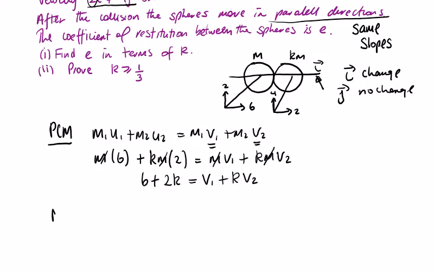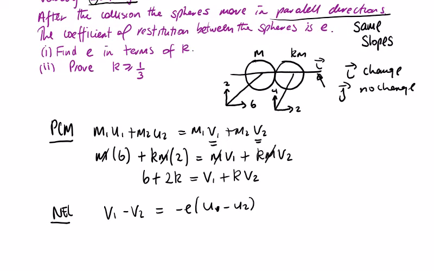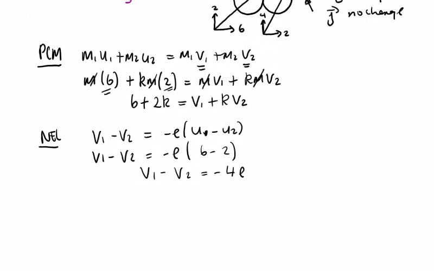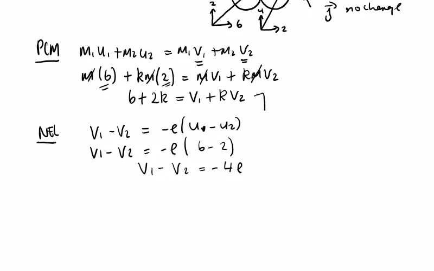So using Newton's experimental law, v1 minus v2 is equal to minus e times u1 minus u2. So we end up with v1 minus v2 is equal to minus e times 6 minus 2. So v1 minus v2 is equal to minus 4e. Now I have my v1 here, so I may as well change the signs of this one here: minus v1 plus v2 is equal to 4e, and then bring that down to here.